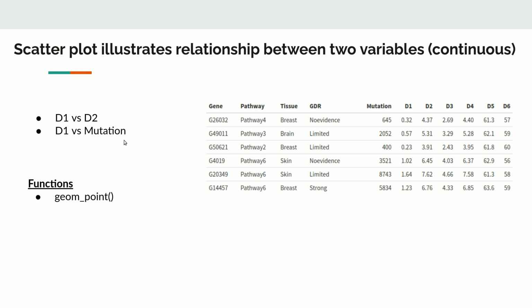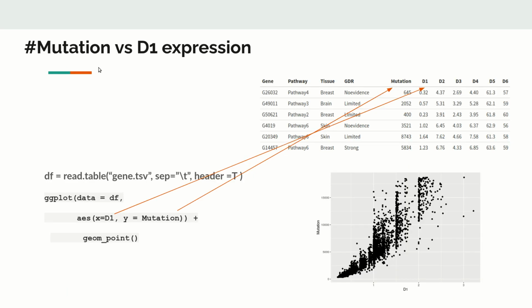And the function that we will be using, basically the layer, is geom_point. So point is for the scatter plot. So if our objective is to see the relationship between total number of mutation versus the expression of D1, the simple command will be ggplot. First parameter will be the data frame, let's say df, and then we give the aesthetic mapping where x equal to D1, so D1 on the x-axis, and y, let's say mutation, will be on the y-axis. And then once this aesthetic mapping is done, you say plus and add in point layer.